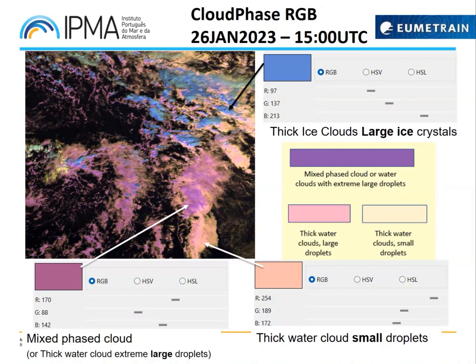The pink colors are thick water clouds, a light pink with small droplets, and darker pink will be larger droplets. We also have this kind of purple, and this would mean either mixed phase cloud or water clouds with extremely large droplets. So just an example, to get familiar with this new RGB that will be available very soon. Okay, thank you. This was an overview of the current weather situation.